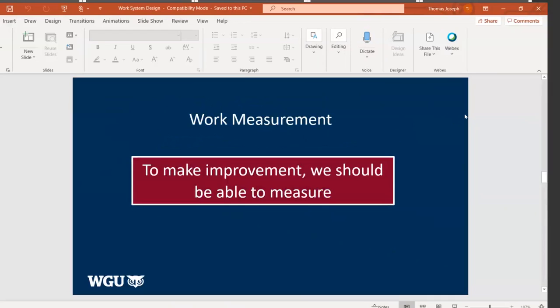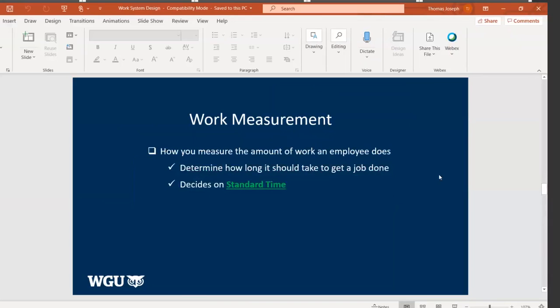Work measurement, we can think of it in terms of if an organization wants to improve, we should be able to measure, right? In order for us to improve as an organization, we have to be able to measure what we are doing. If we cannot measure what we're doing, then it's not possible for us to make necessary improvements. So work measurement asks the question: how do you measure the amount of work an employee does, right? Work measurement will determine that. It determines also how long it should take to get a job done.